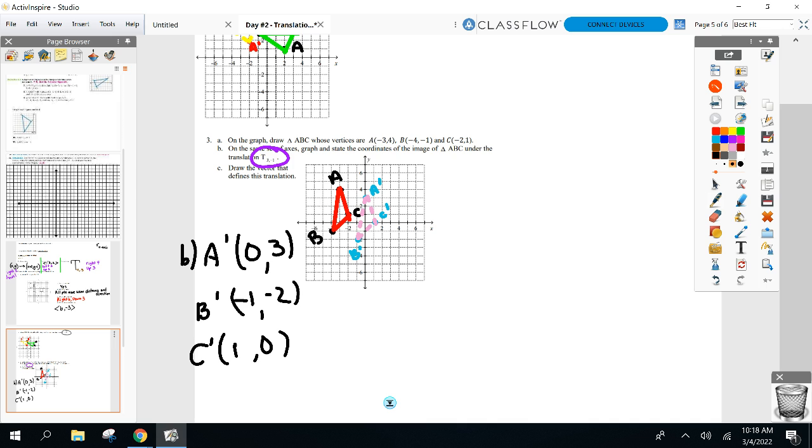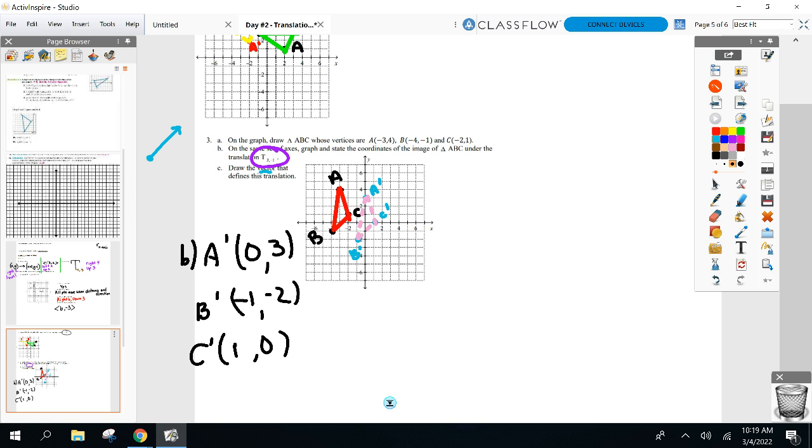Now, new vocabulary. Focus in. Part C. Draw the vector that defines this translation. All right. What's a vector? A vector is an arrow that tells me the direction and distance that you moved your points. So my question is, how are we going to make an arrow that shows that we went 3 right, down 1?